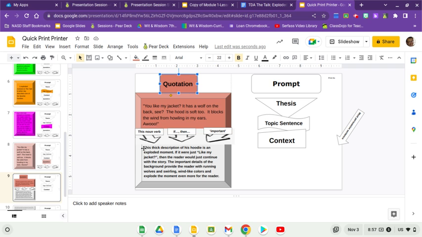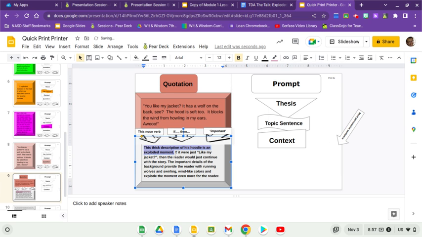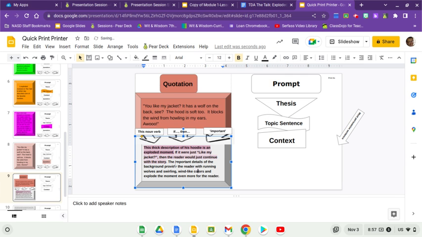This thick description of his hoodie is an exploded moment, right? We've got our this noun verb. Then, if it were just like my jacket, then the reader would have to continue with the story, right? There would be no reason to slow down and stop. So once again, we get a little exploded moment. And then the important details of the background provide the reader with running wolves and swirling wind-like colors and explode the moment even more for the reader. So I like the mention of the art as well.